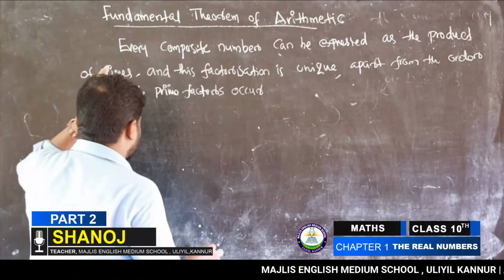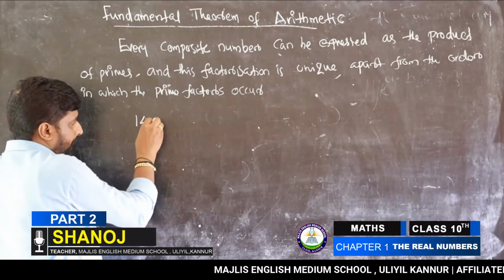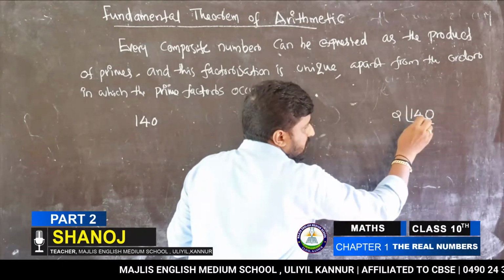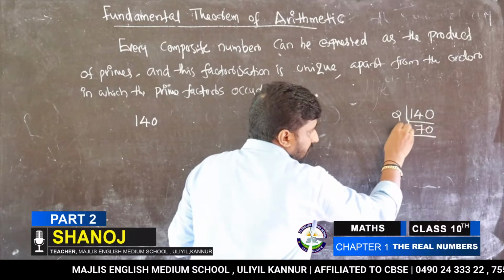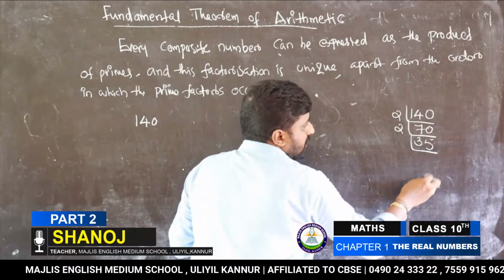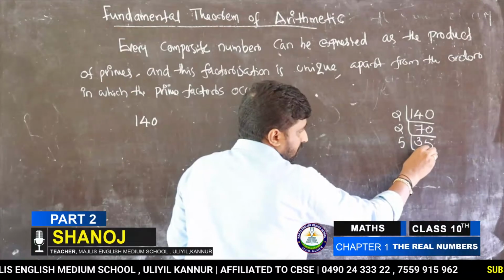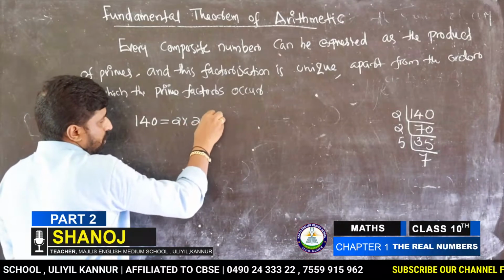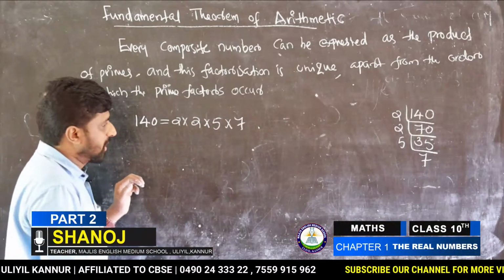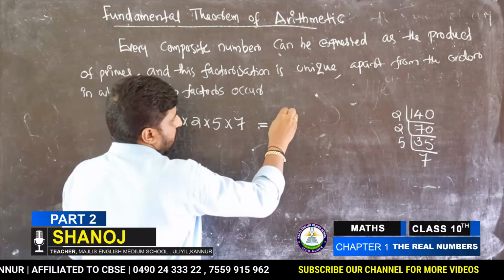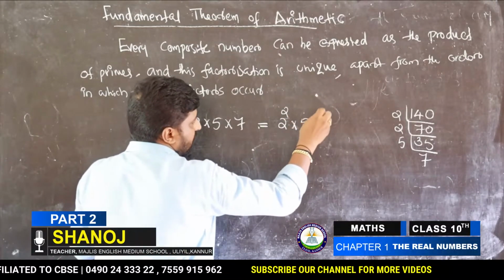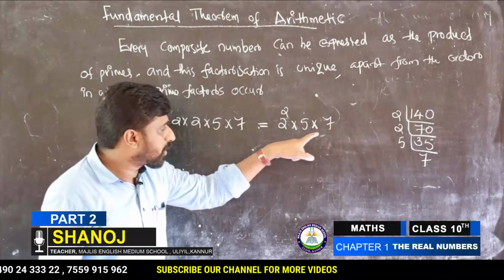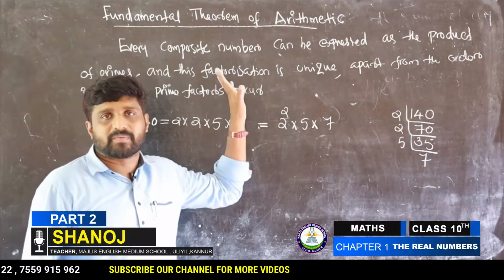Okay, let me give one example. Suppose 140. The prime factorization you already know is like this: 140 divided by 2 becomes 70, again dividing by 2 it is 35, and 2 is not possible, therefore 5, it becomes 7. Then 140 can be written as 2 into 2 into 5 into 7, that means 2 appears 2 times, therefore 2 square into 5 into 7. This is the prime factorization. The composite number is expressed as the product of primes like this. Here 2 appears 2 times, therefore we can use the power 2 raised to 2.